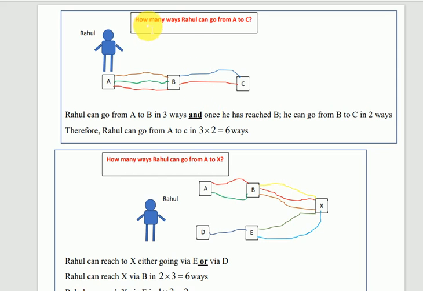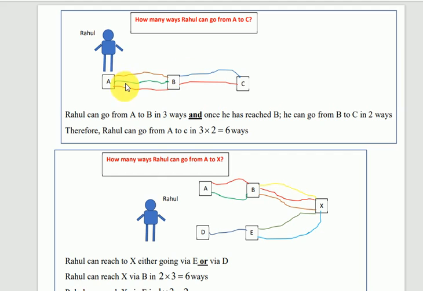So the question is, how many ways can Rahul go from A to C? Firstly he has to go to B, then he has to go to C. How many ways can Rahul go from A to B? He can go three ways, 1, 2, 3. So going from A to B is one event. Once he has reached B, he can go to C in two ways. Going from B to C is the second event.